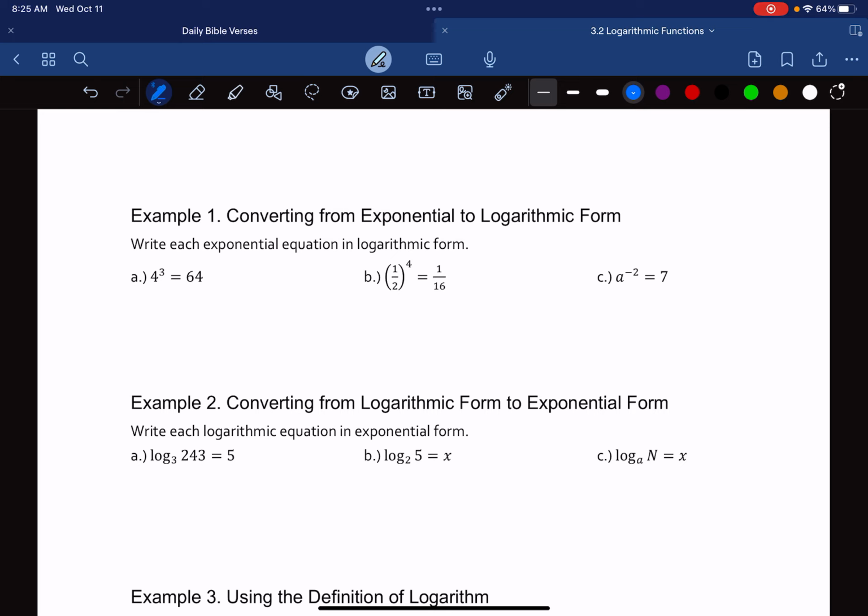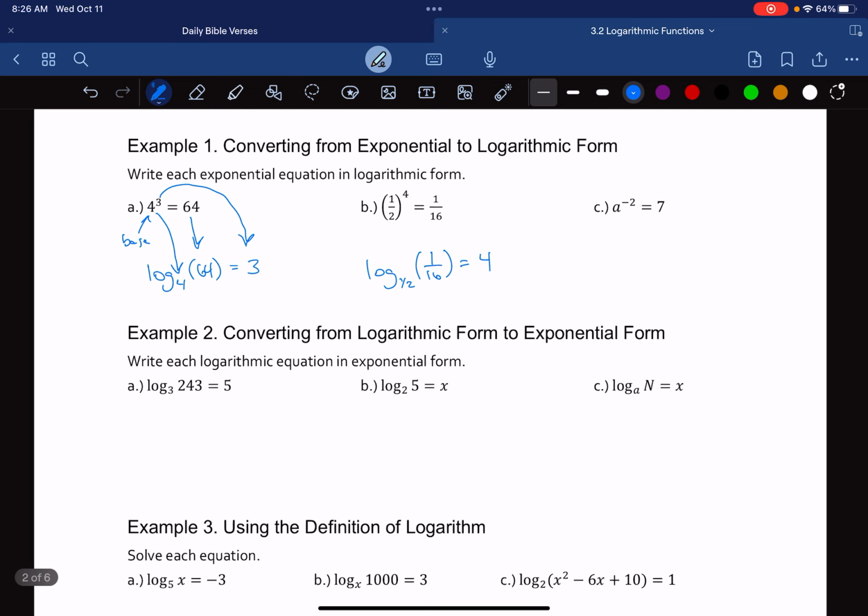So here we have 4 to the third equals 64. So 4 is our base, and we can say the log base 4 of 64 is going to equal 3. So we just move that there, move that over there, move that down there to the base, and we've got it. If we look at the next one, b, it has a base of 1/2. That means we'd have a log with a base of 1/2 of 1/16 equals 4. All right, just simple conversions there. I'll leave letter c for you to try.